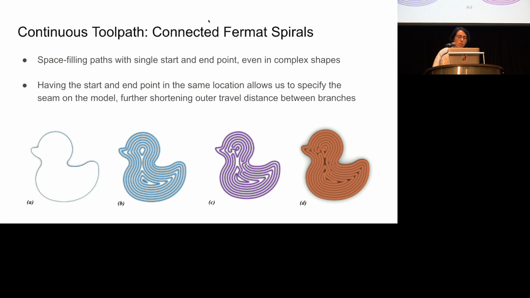Inner model travel reduction makes use of and expands upon prior work called connected Fermat spirals. This is a single toolpath with the same start and end point, allowing us to control the location of the seam and to eliminate, or nearly eliminate, inner travel movements. In the interest of time, I'll be skipping this part, but you can read more about it in the paper.